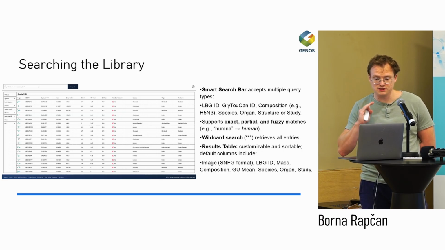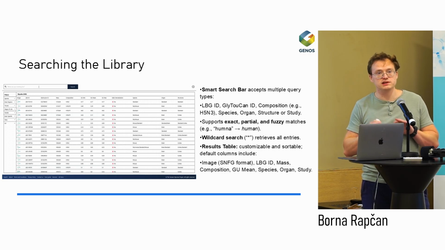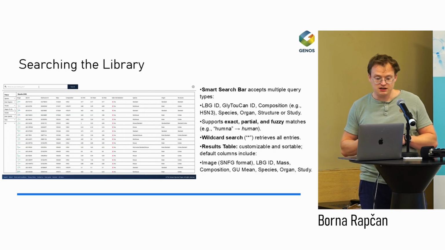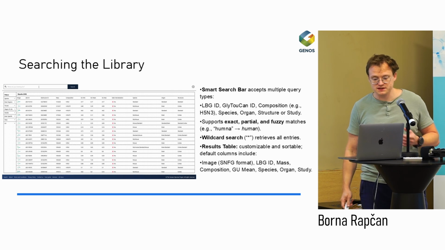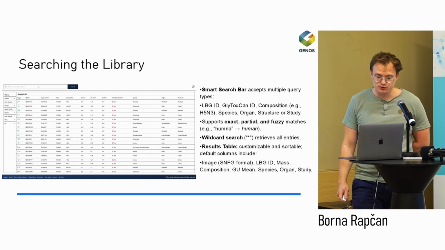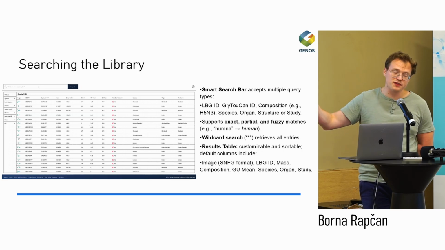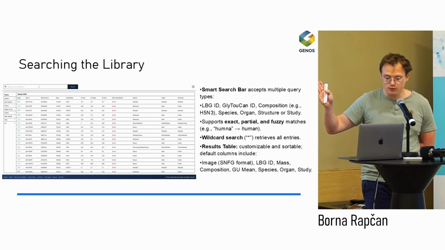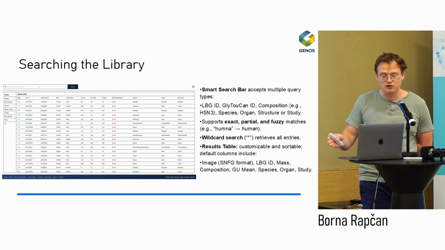It also supports fuzzy searches. Fuzzy searches are searches when you don't type a word completely correctly, but the search will allow for some mistakes. For example, if you write "humna" instead of "human," you will still get results for human because it's close enough to be searched. Also, one important thing that people usually overlook is the wildcard search. If you press a star or if you send an empty request, you will get the entire database listed for you.